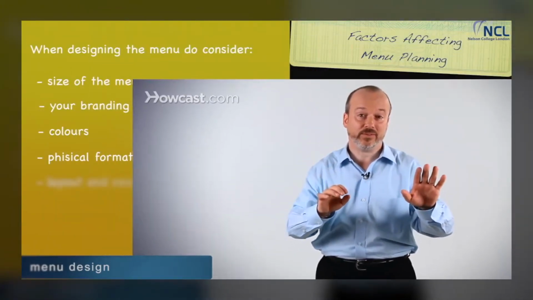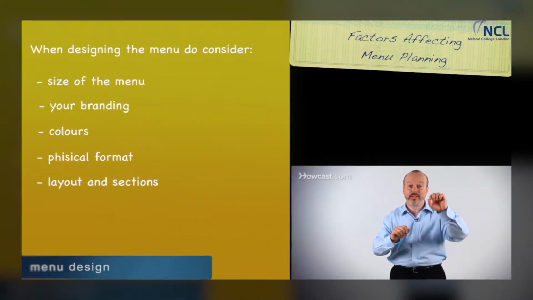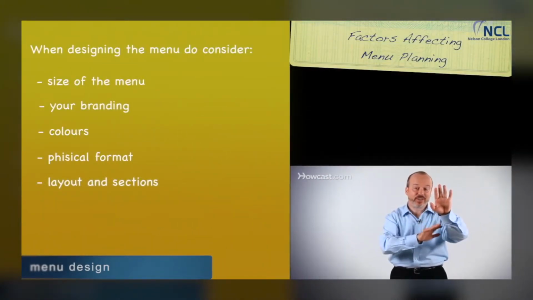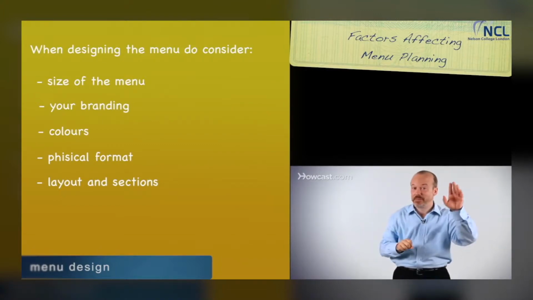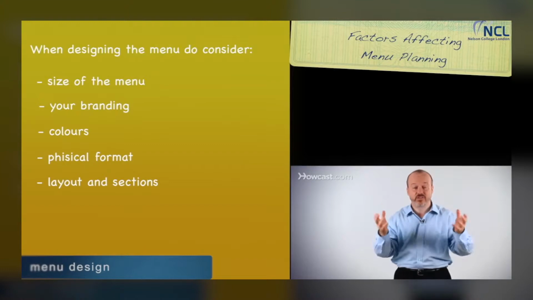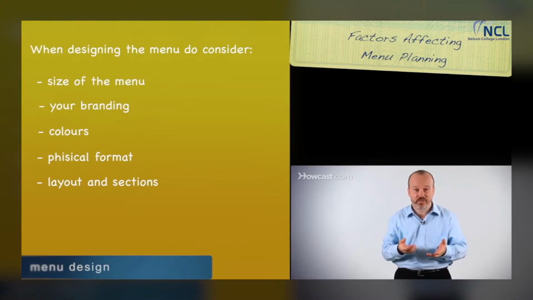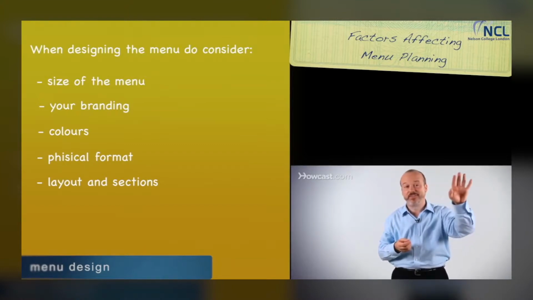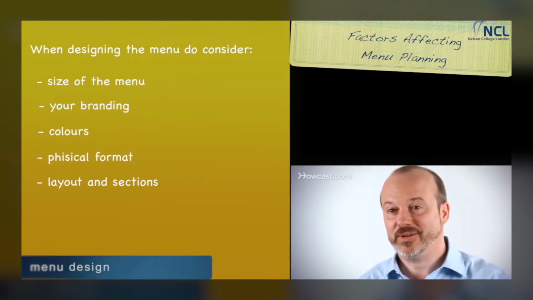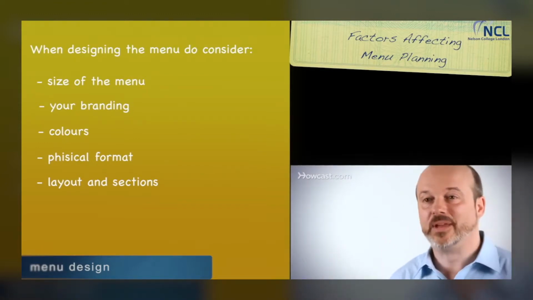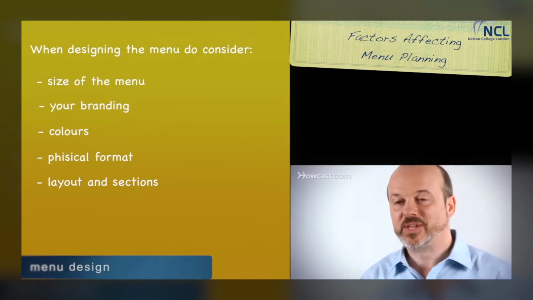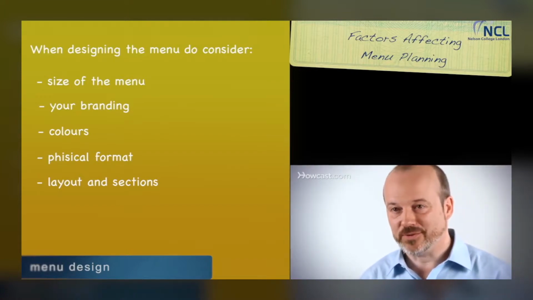You also need to think about layout of the menu. Will there be appetizers, entrees, snacks, sides, salads, pastas? What sections of information will there be? Will you want to put cocktails on the food menu? Will you want to put desserts on the food menu or have a separate menu for dessert? So what sections does your menu need to have?